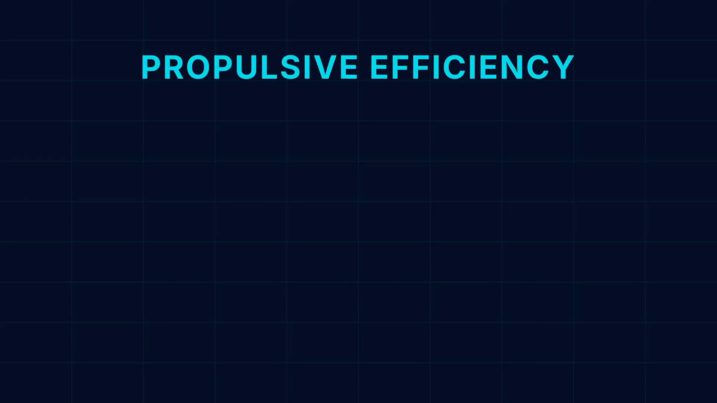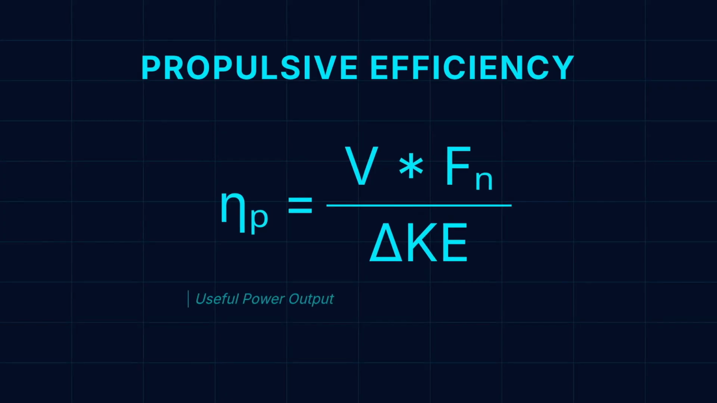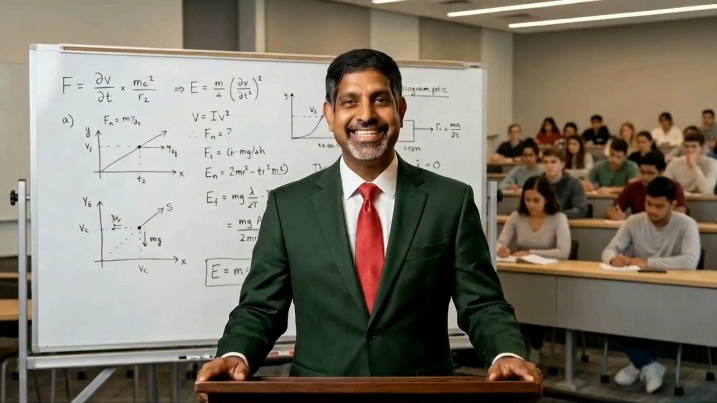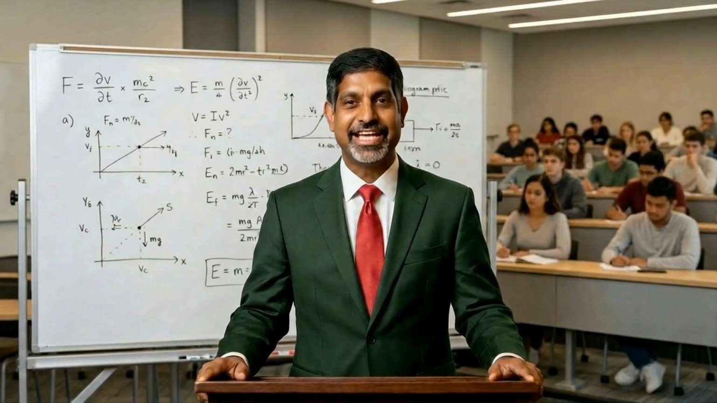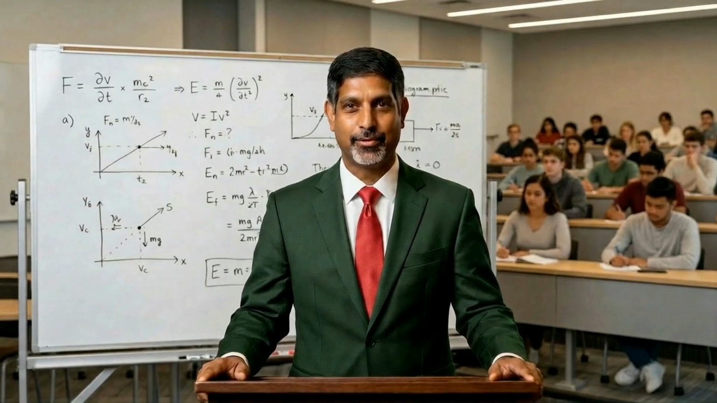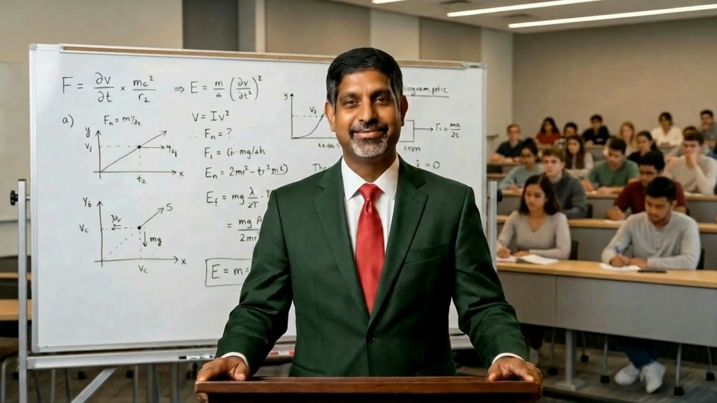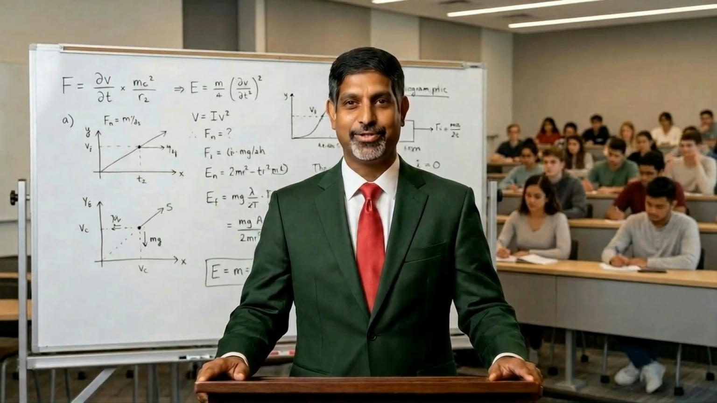Propulsive efficiency, eta, is the ratio of that useful power to the total kinetic energy we added to the jet stream. It tells us what fraction of our energy investment actually moves the vehicle. This is known as the Froude equation for propulsive efficiency. When the jet velocity is nearly equal to the forward speed, the kinetic energy of the jet is utilized very efficiently, resulting in a propulsive efficiency that approaches unity, or 100%.